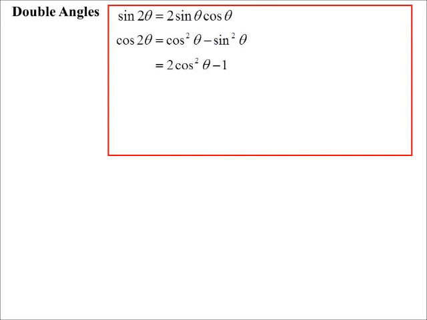Now that's interesting. If you rearrange this, look what you get. You get cos squared theta equals a half of 1 plus cos 2 theta. That's going to become very useful, certainly next year when we're dealing with integration of such functions.